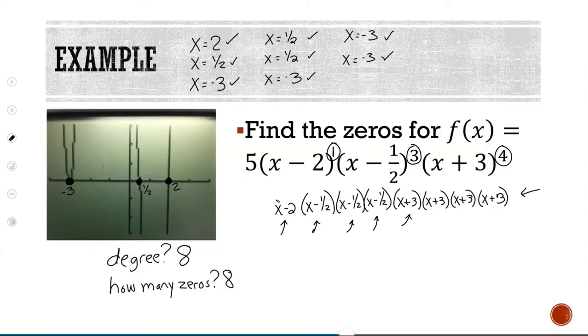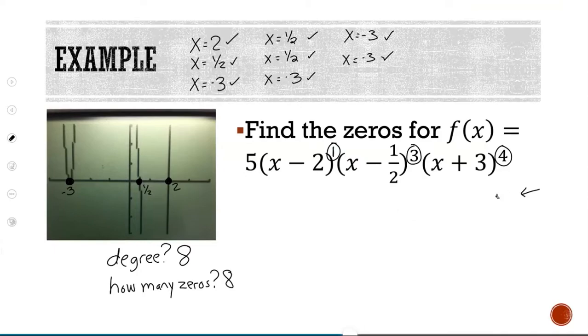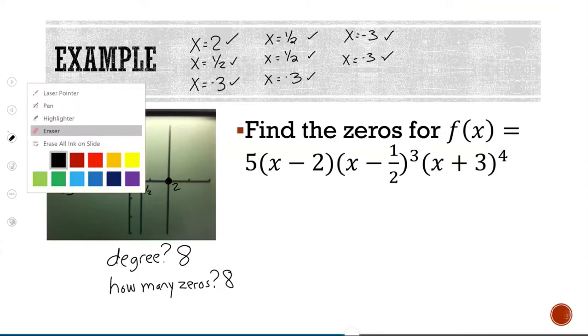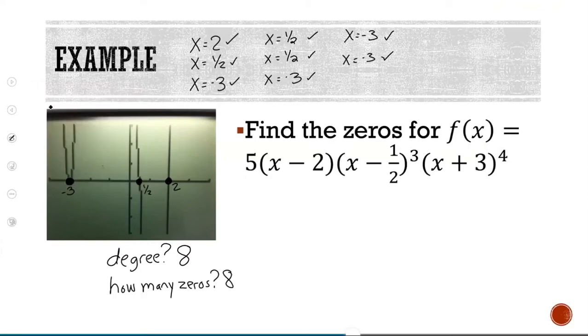So the next thing I want to show you is we're going to summarize this a little bit as we go. We're going to use a term called multiplicity, which you may or may not have seen before in another algebra class. Multiplicity tells me how many times each zero occurs. I'm going to do a little chart here. I'm going to put the 0, and then I'm going to write the multiplicity next to it.